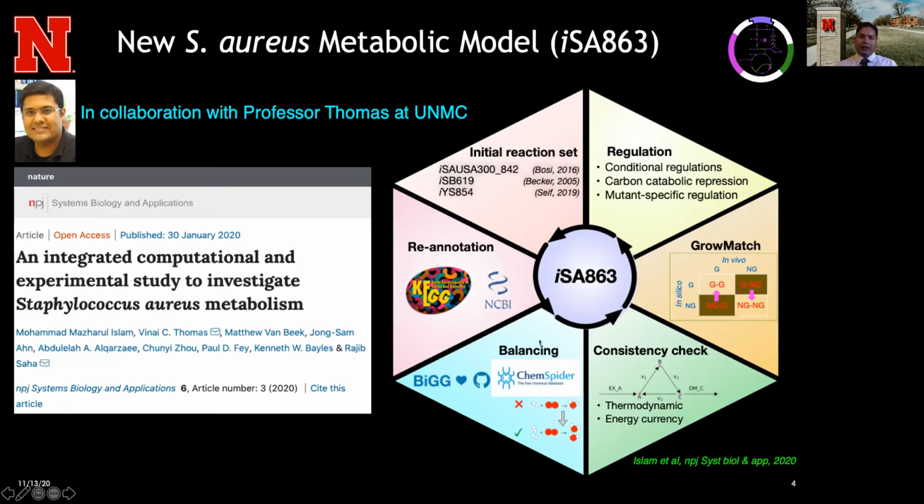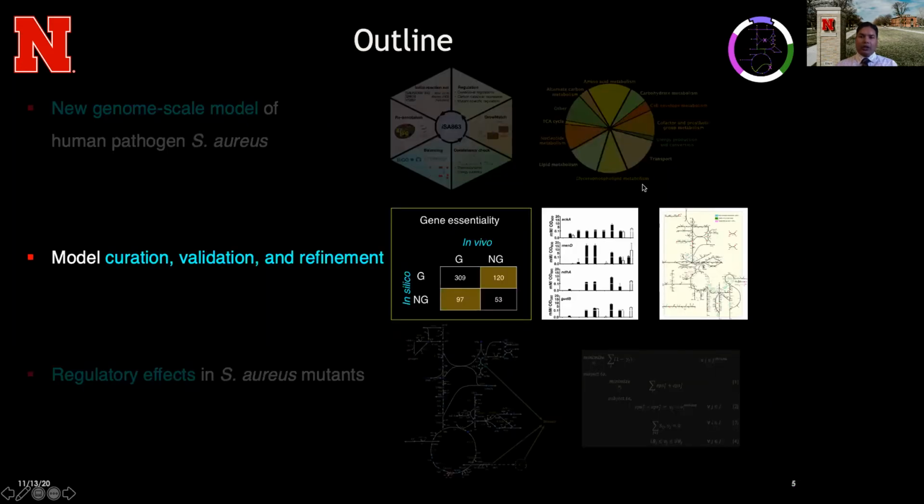Then I did a balance check on each and every reaction of the model. Then I ensured that the model is consistent in terms of thermodynamics and energy production. I used a framework called ProMatch to reconcile the experimentally observed and model predicted gene essentiality. And then I finally used different types of regulatory information to further refine the model. I'll go over the model refinement steps in this talk.